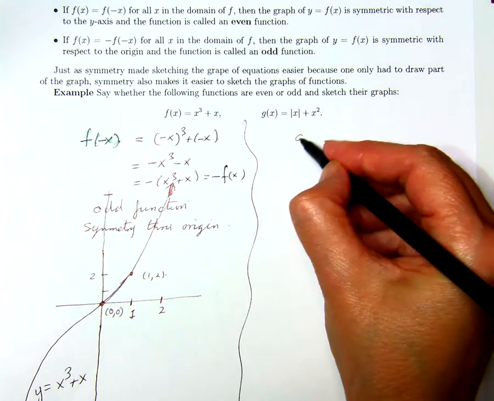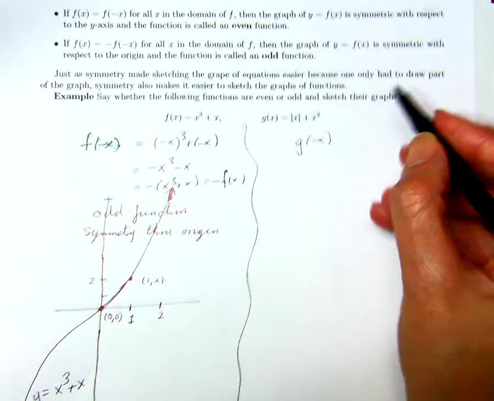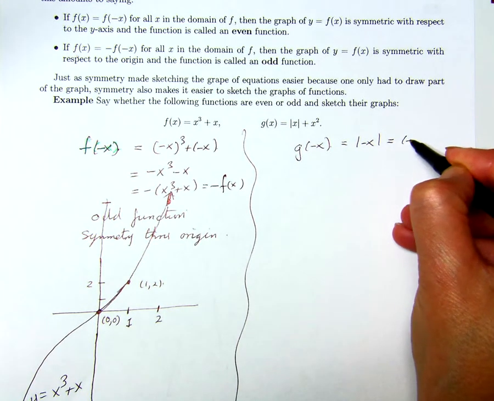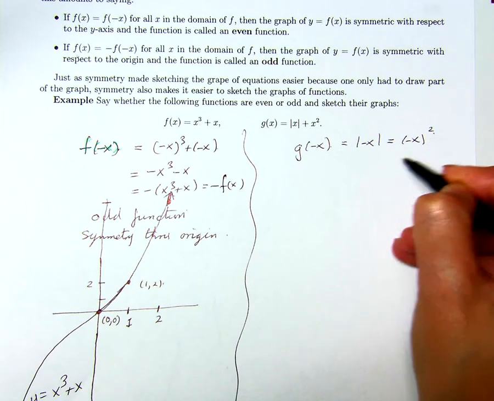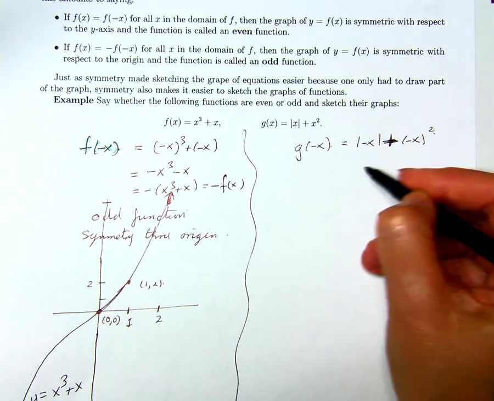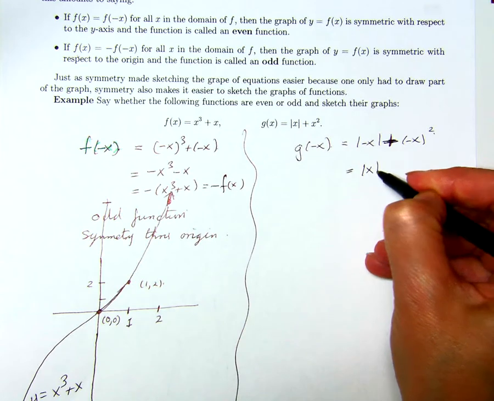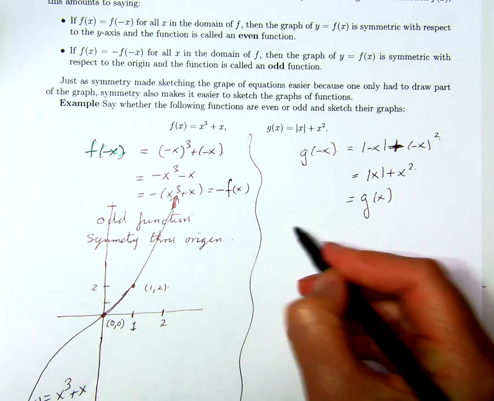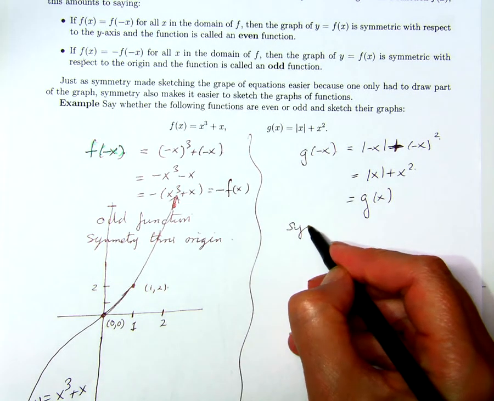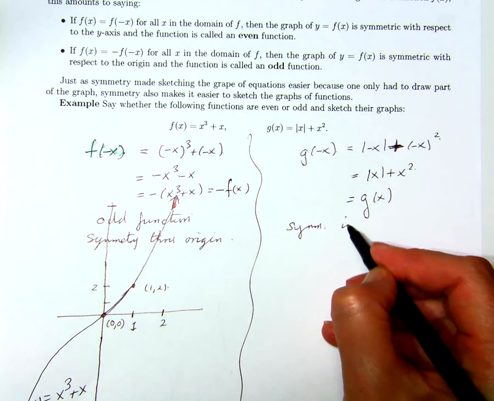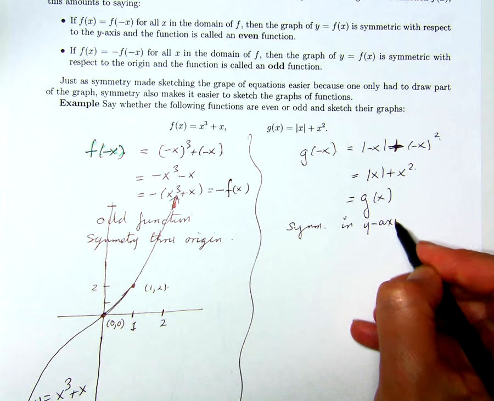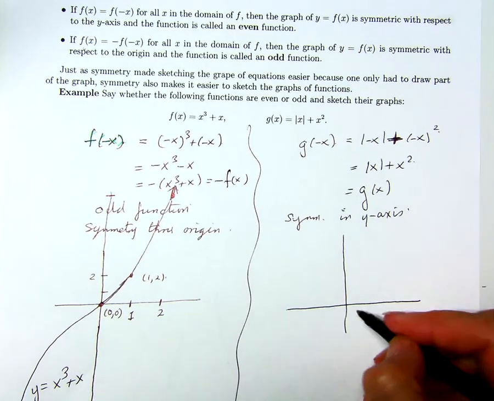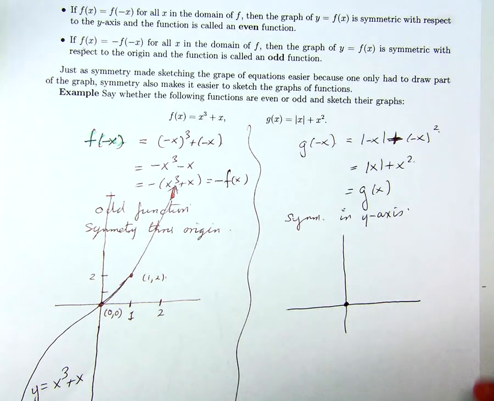What about g of x when we replace x by negative x? We get the absolute value of negative x plus negative x squared, sorry. And that's the same as the absolute value of x plus x squared. So that's actually equal to g of x. And so now it's an even function, and we have symmetry in the y-axis. So again, we can just draw the right half of this graph, and then we fold over to get the other half.